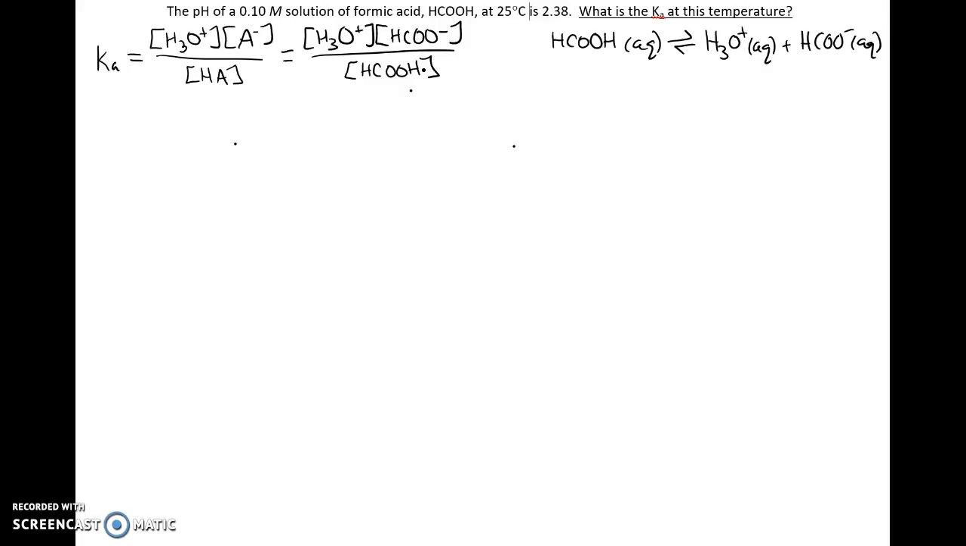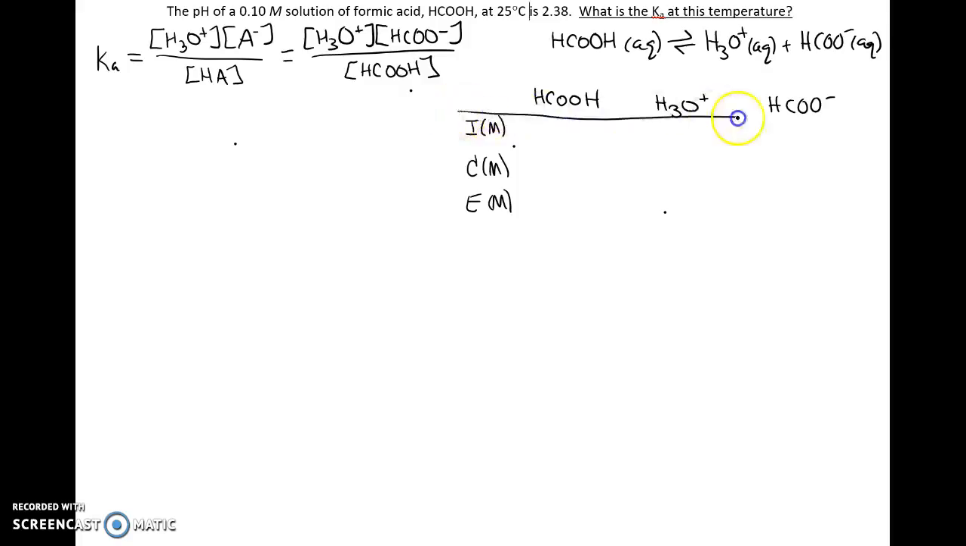So we can see from this equation that in order to calculate the acid dissociation constant, we need to know the concentrations of these three species at equilibrium. And the easiest way to determine this is using an ICE table. So we have three molecules of interest here: formic acid, hydronium ions, and formate ions. And we want to know the initial concentrations, the change in concentrations, and the equilibrium concentrations. So ICE: initial, change, and equilibrium concentrations, all in units of moles per liter.